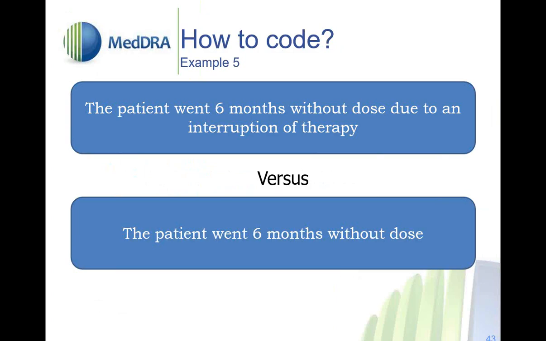In this example, I actually gave 2 examples because I wanted to do one versus the other. I thought this was something that in my past life came up quite a bit. I know this is a more safety-geared example, but we have here: the patient went 6 months without dose due to an interruption of therapy. And then we also have: the patient went 6 months without dose. These are 2 individual reported terms that could be received in a database. Now you're thinking, what do we do with these terms, right? Would we handle them the same? Should we code them the same?